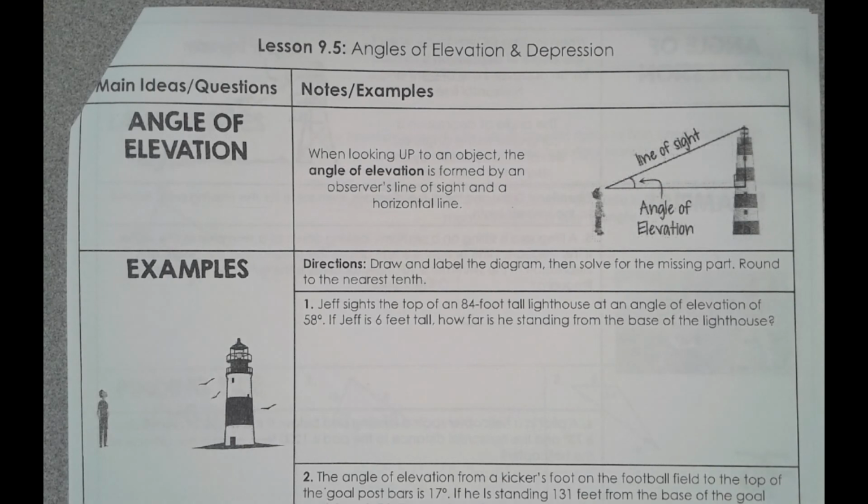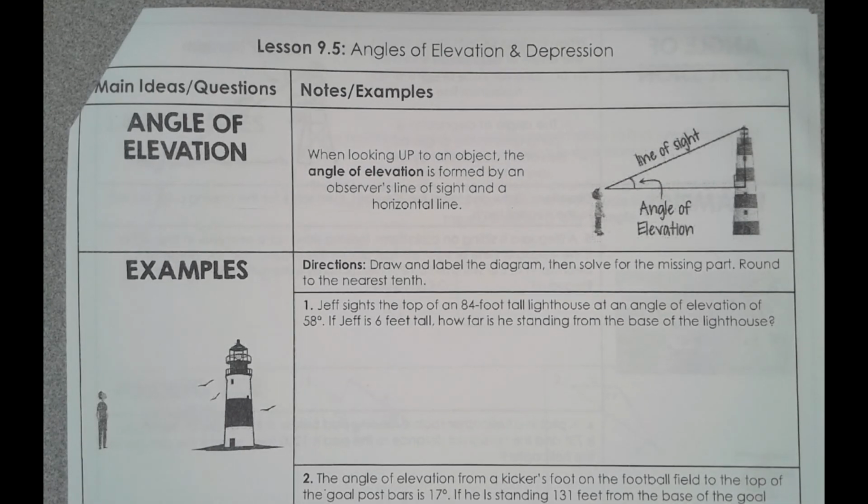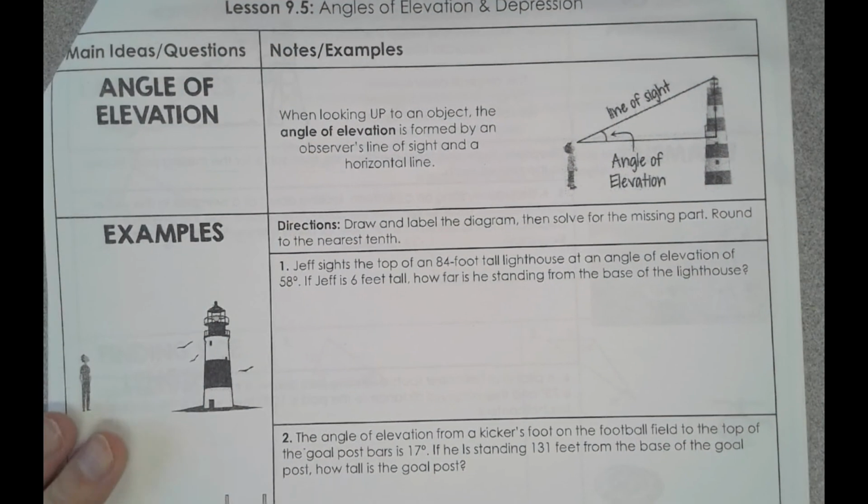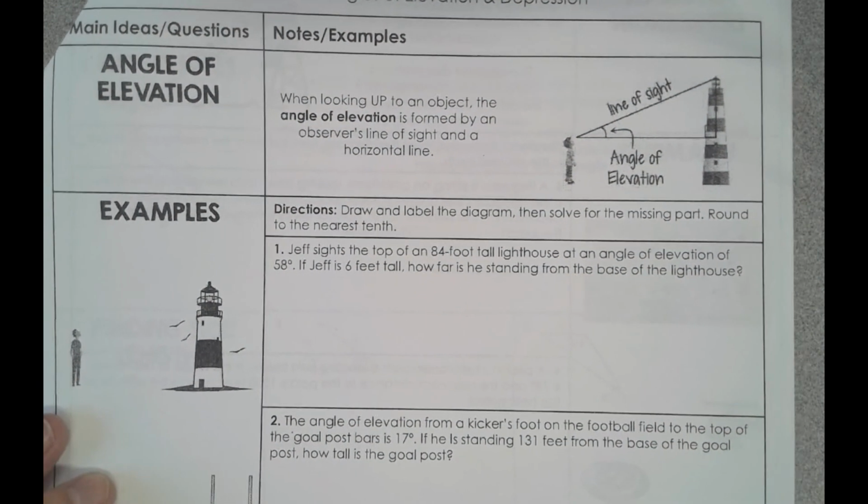All right, so 9.5 is on angles of elevation and depression. These are all real-world type examples, but they can be somewhat confusing, depending on how they're worded. You're going to be drawing triangles, but getting them labeled correctly can be kind of confusing.